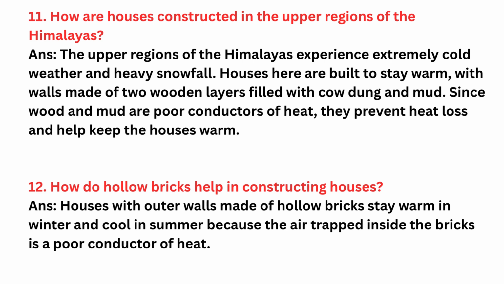Question number 11. How are houses constructed in the upper region of the Himalayas? Answer. The upper region of the Himalayas experiences extremely cold weather and heavy snowfall. Houses here are built to stay warm, with walls made of two wooden layers filled with cow dung and mud. Since wood and mud are poor conductors of heat, they prevent heat loss and help keep the houses warm. Question number 12. How do hollow bricks help in constructing houses? Answer. Houses with outer walls made of hollow bricks stay warm in winter and cool in summer because the air trapped inside the bricks is a poor conductor of heat.